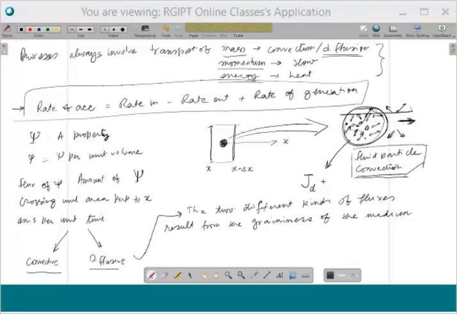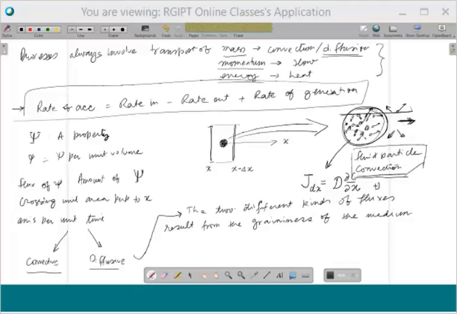In one dimension, the flux will be proportional to del C del X, and it's given by some kind of diffusion coefficient times del C del X, where C is a concentration. So this is J diffusive in the X direction.